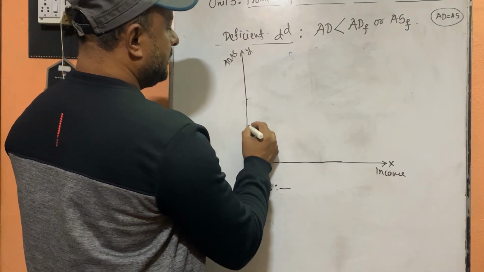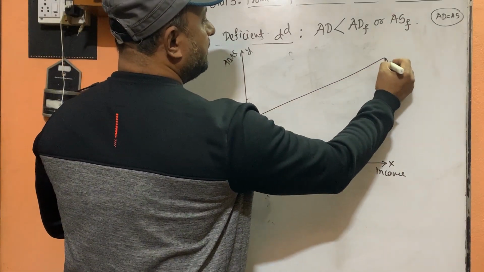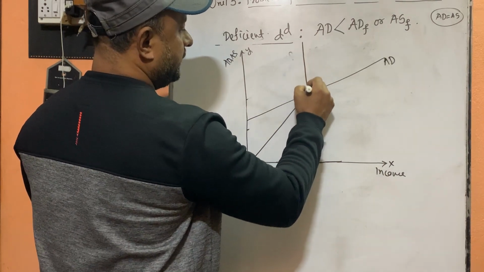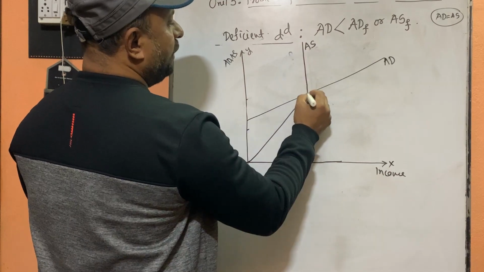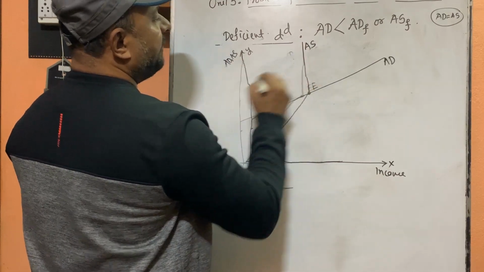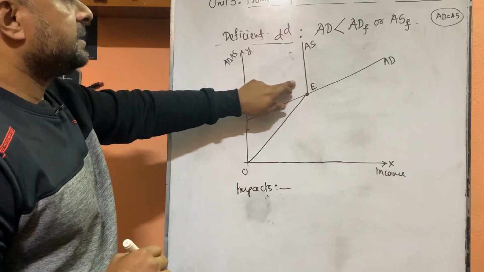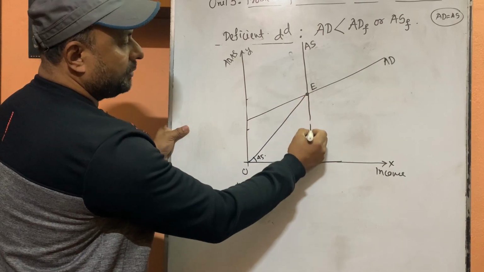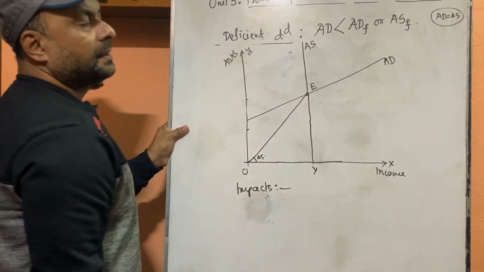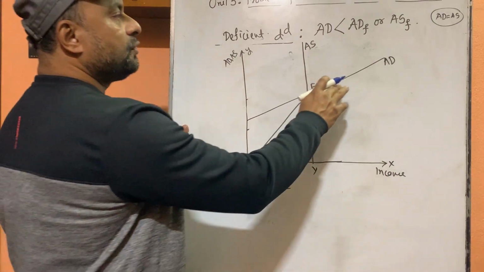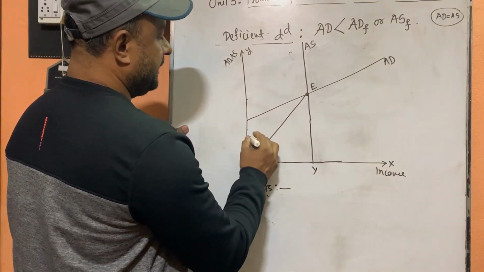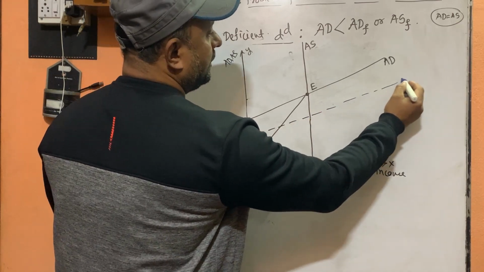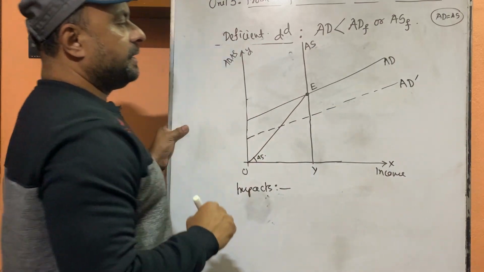Same as the earlier one. This is our normal aggregate demand curve, and this is our aggregate supply curve. After full employment, aggregate supply becomes vertical, so this is the shape of the aggregate supply curve. This is our aggregate demand curve, and this is the full employment level of income of the country. Normal situation. Now, if the aggregate demand level decreases, suppose it reaches down, this is our new aggregate demand curve.